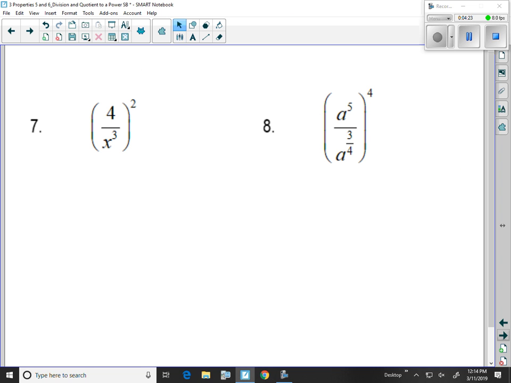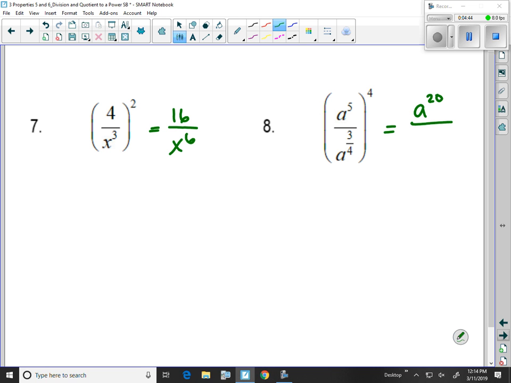All right, number 7. What's 4 squared? And x cubed squared? X to the 6. Multiply the 3 and the 2. Okay, a to the 5th to the 4th would be a to the 20th. A to the 3/4 to the 4th. A to the 3rd. Now again, if you need to do 3/4 times 4 in your calculator, that's okay. I'm not expecting you to know what those are all the time. That's okay.